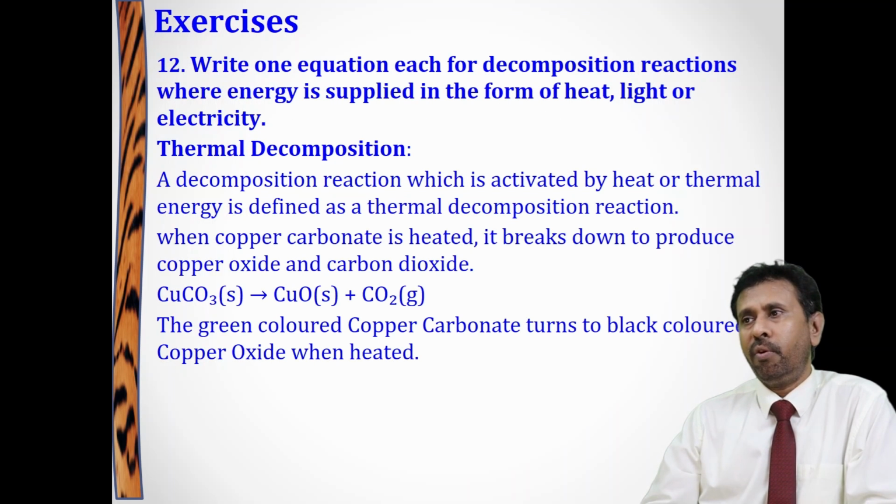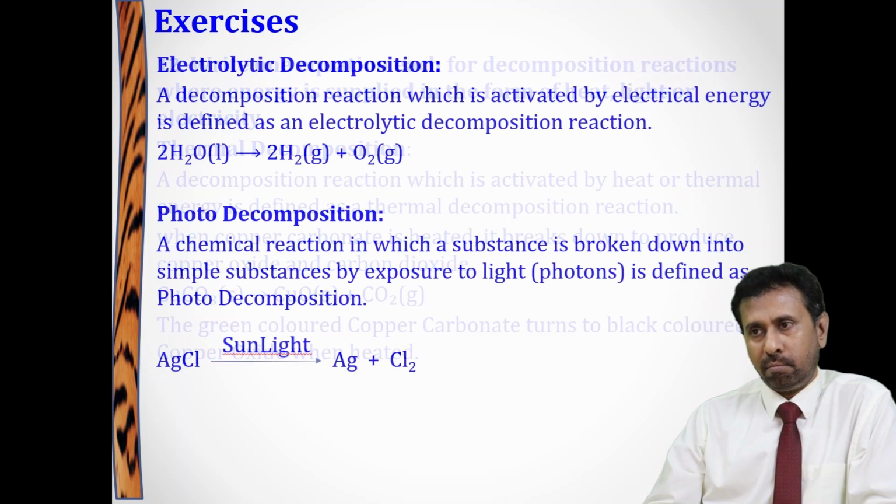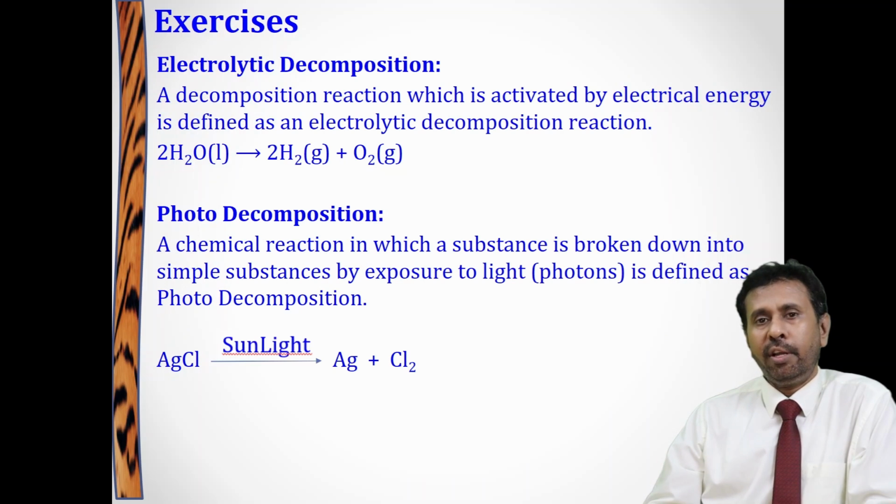Write one equation for decomposition reaction where energy is supplied in the form of heat, light, or electricity. We have already discussed these reactions, but the first one is an example of thermal decomposition, that is, copper carbonate on heating gives copper oxide and carbon dioxide. Electrolytic decomposition, electrolysis of water. So water, when it is electrolyzed, we get hydrogen and oxygen. Photodecomposition is silver chloride in sunlight. It gives silver and chlorine.